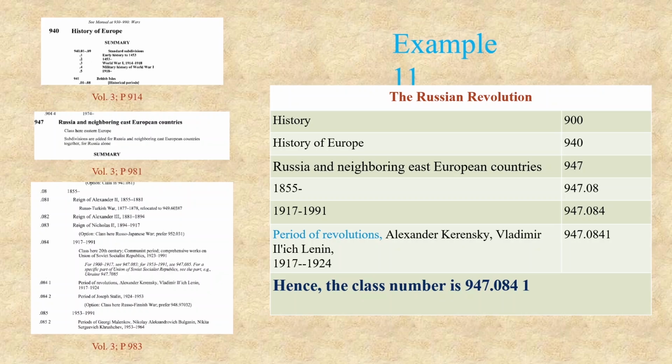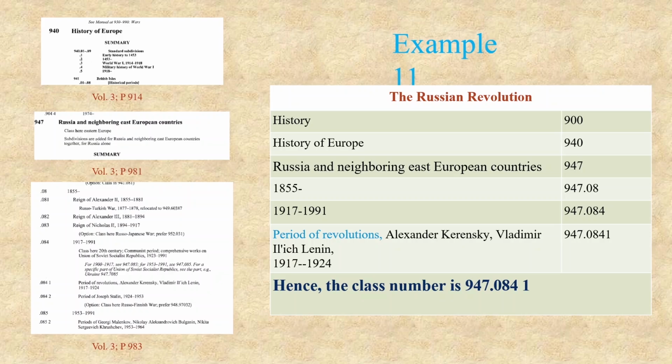So confirm the ready-made class number. Since 947.0841, the Russian Revolution, that is 1917, is explicitly available in the schedule, no further synthesis is required. Hence, the final class number will be 947.0841.